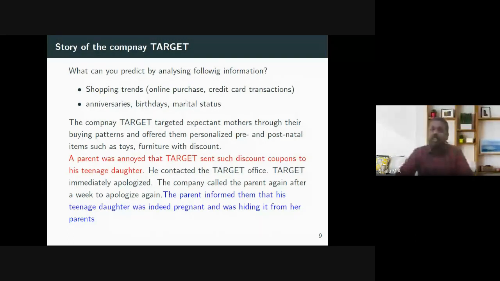Okay. Now, these are all success stories of data and big data analytics. So when you make a purchase, your information is getting stored somewhere, and someone is collecting all this information, processing it, and making business out of it.